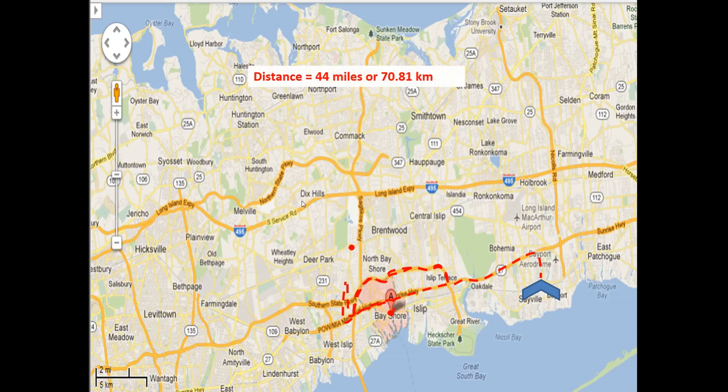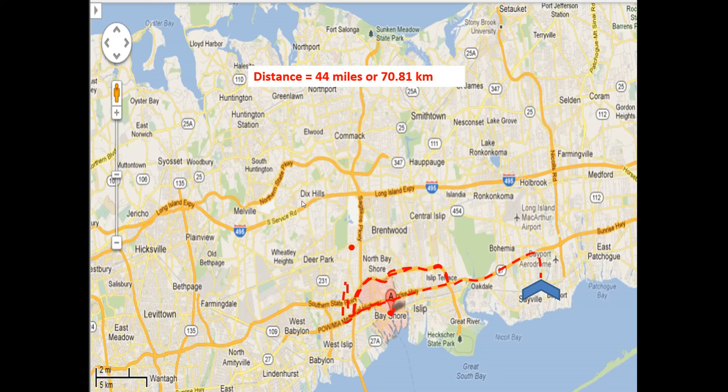Now, this entire trip, I drove about 44 miles. That's a large distance to drive to pretty much get nowhere. So I drove about 44 miles. Now, my big question is, is this important information for my brother to know? Is this something I would tell him, that I drove 44 miles?